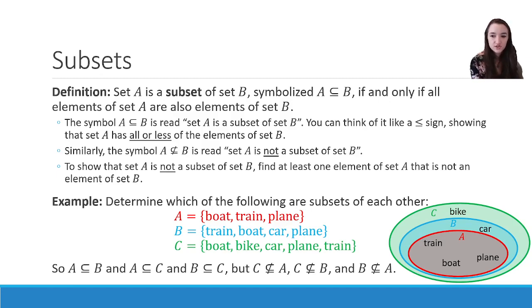It matters which direction we're going. Because in essence, we would say A is less than B. That's what the subset thing means. It has less elements, but still the same elements, just less of them. And B has the same elements of C, just less of them, or equal.